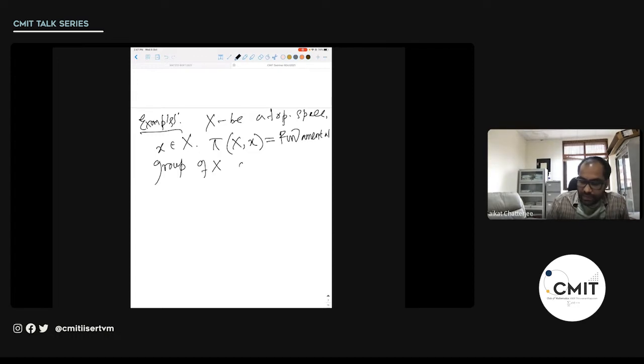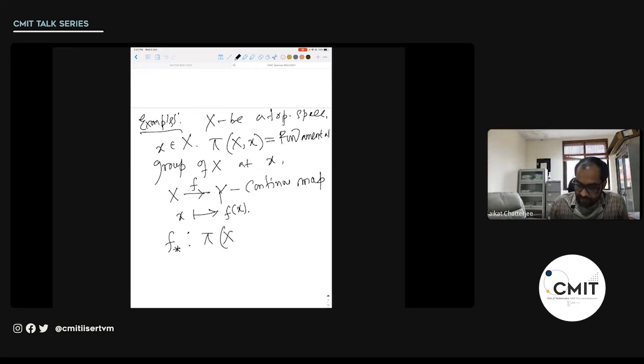Of X at X, and now they have this nice relation. If X to Y is a continuous map, let's call it F, you know that it induces a map such that X goes to, let's say, F of X. So then it induces a group homomorphism, right, which we denote sometimes by F star.